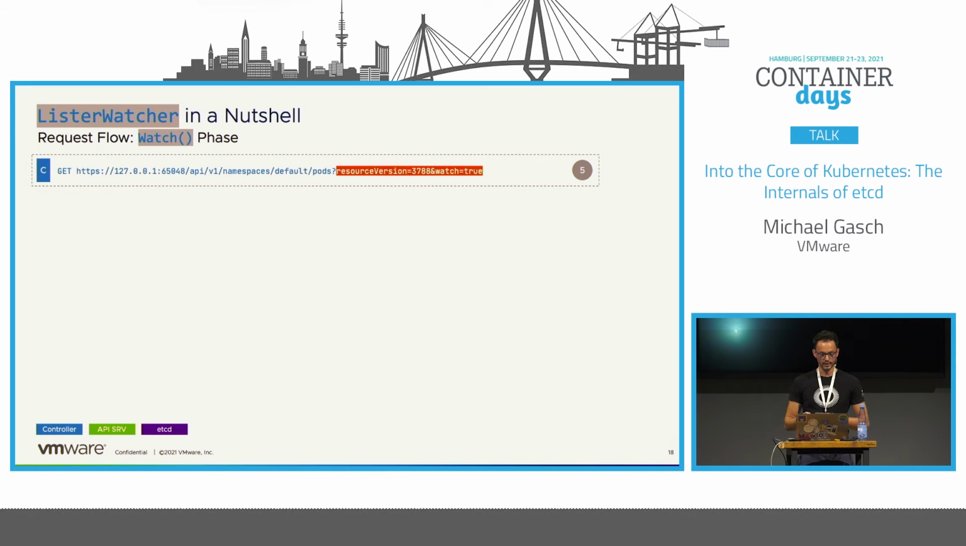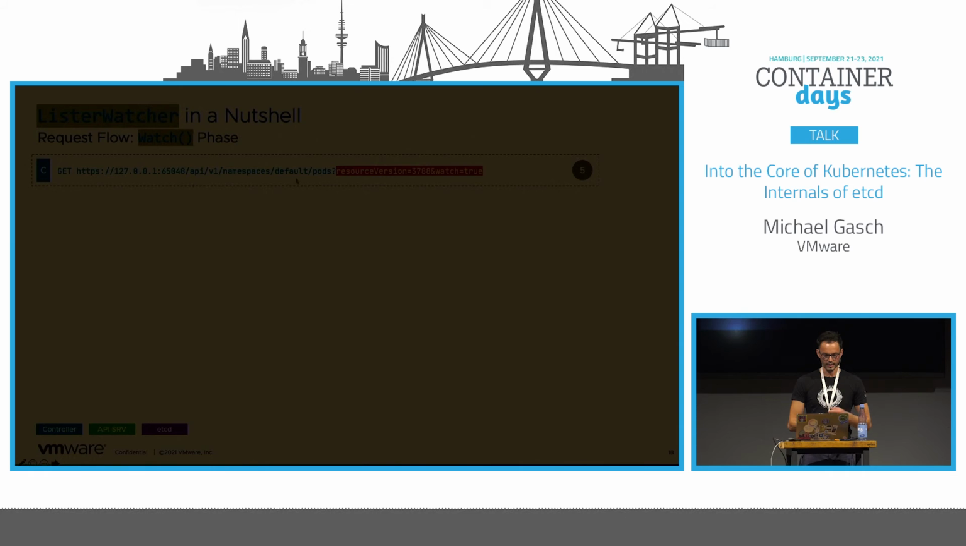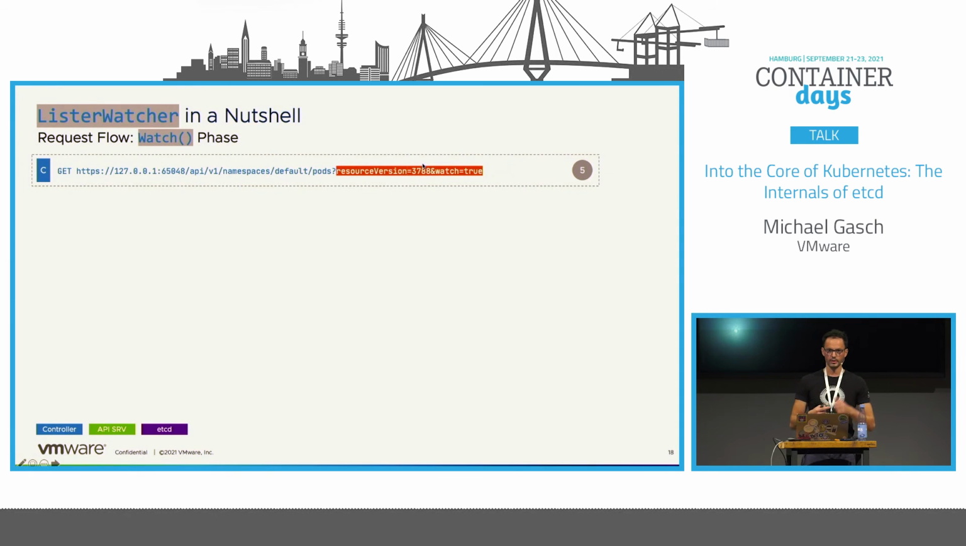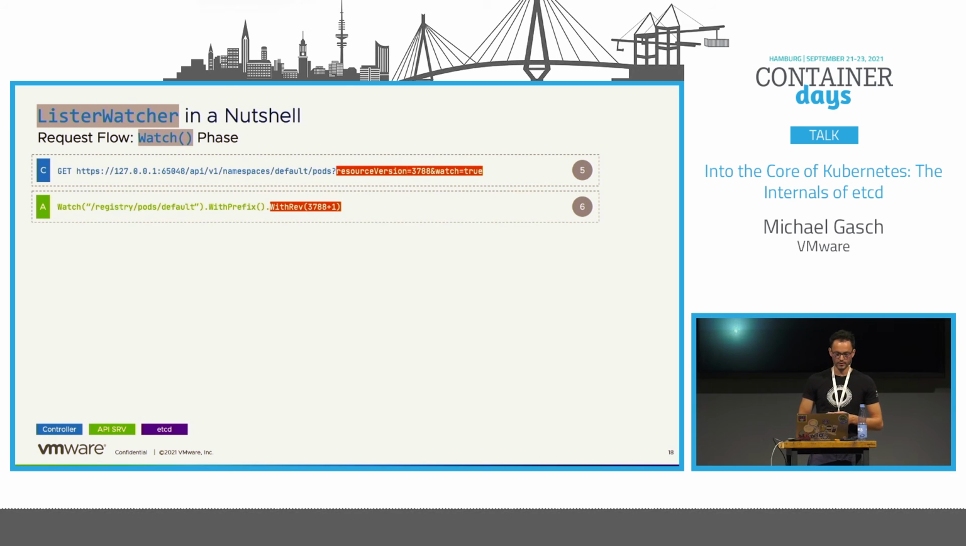So here what the client now does, the second phase is it does another HTTP GET, same like namespace default pod, and then appends two parameters. One is the resource version, the number that it got from the previous pod list call, and watch equals true, which indicates to the API server that it now needs to stream these changes back to the controller or kubectl here. So the API server now performs a watch against etcd, and it passes this revision to etcd, 3788 plus 1, because I want the next one, right?